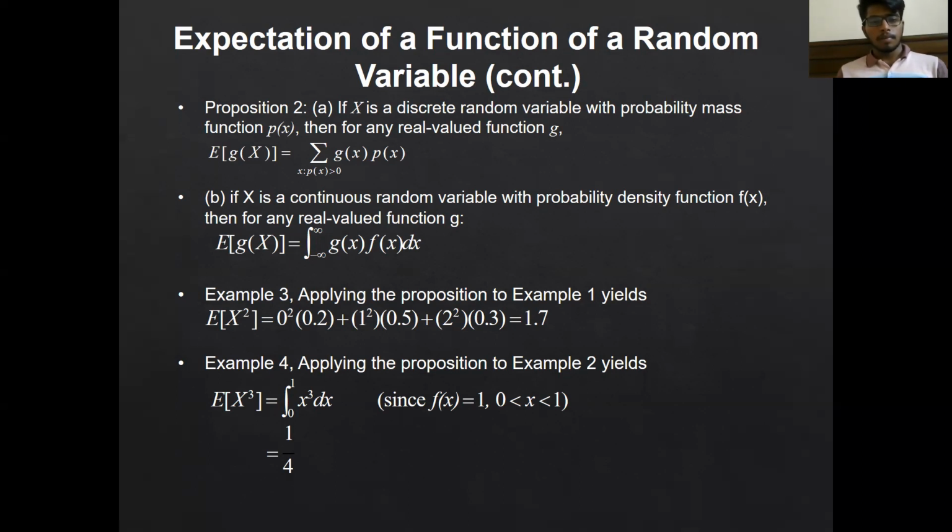Example 3. Applying the proposition to example 1, E[X squared] equals 0 squared times 0.1, and so on, given the values. Applying the proposition to the next example, E[X cubed] equals the integral from 0 to 1 of x cubed dx.